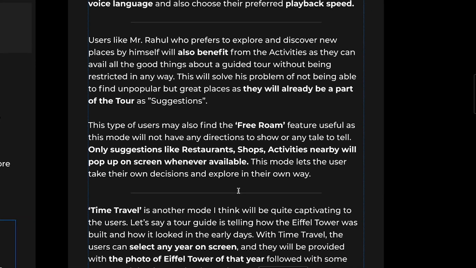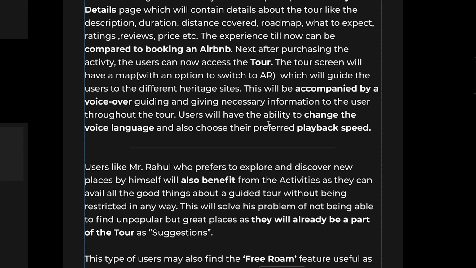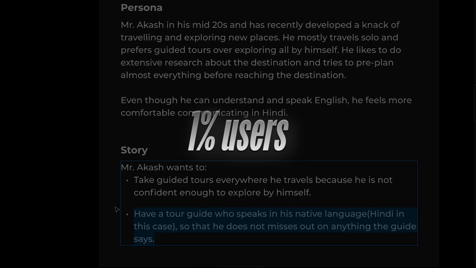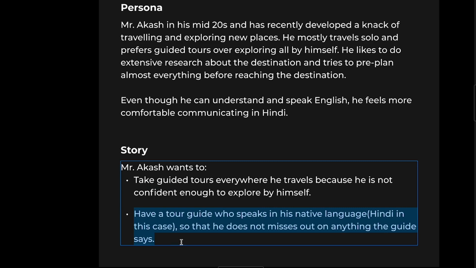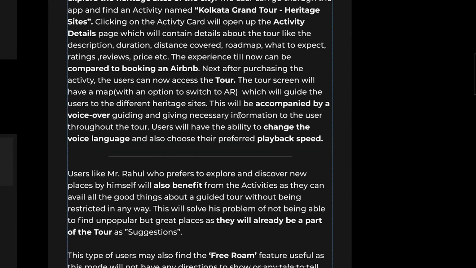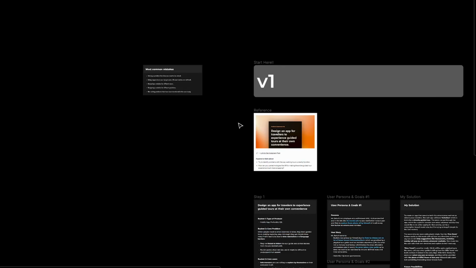But again, my question here is, are you going to go ahead and create this feature only for this one tiny use case, which is like 1% of the travelers? Like pretty much only 1% of the people are going to have this problem, right? Are you going to create an app just for 1% of the people? Absolutely not, right? So like I said, even though this solution makes sense, you're solving it for the wrong people, right?